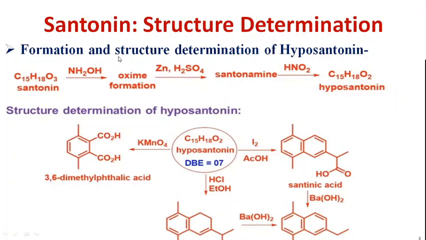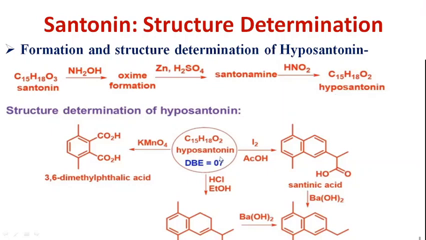Next we come to the formation and structure determination of hyposantonin. It is a very important compound which is formed from santonin, and it gives very important information about the structure of santonin. Santonin on reaction with hydroxylamine, as we have already read, forms oxime, which on reduction with zinc and H2SO4 forms santonamine. This means the oxime part has been converted into an amine, which on reaction with nitrous acid forms hyposantonin. This hyposantonin is subjected to chemical analysis. The structure formula is determined and its double bond equivalent is equal to that of santonin, which is 7.